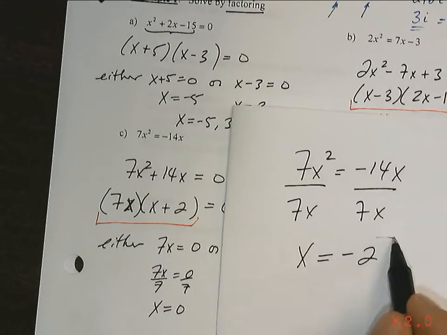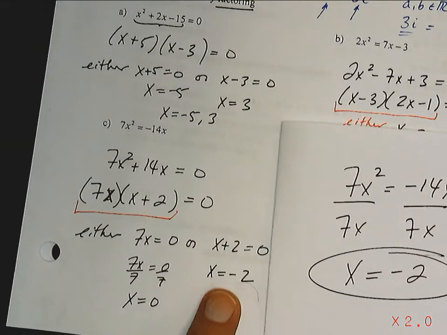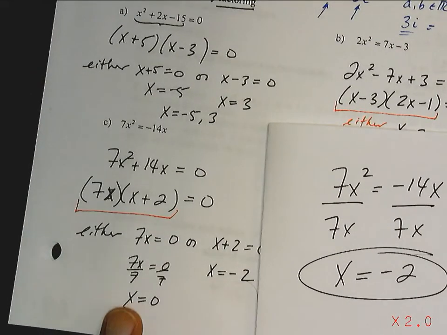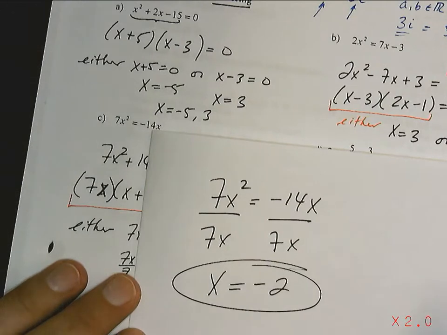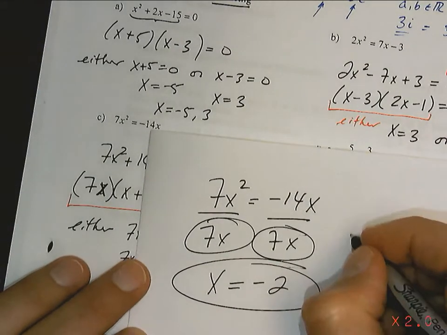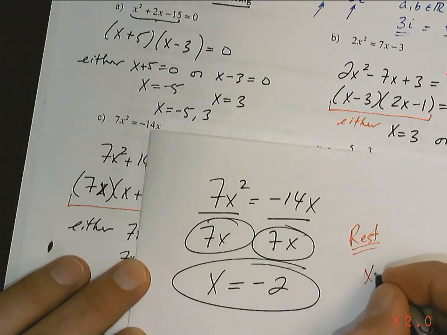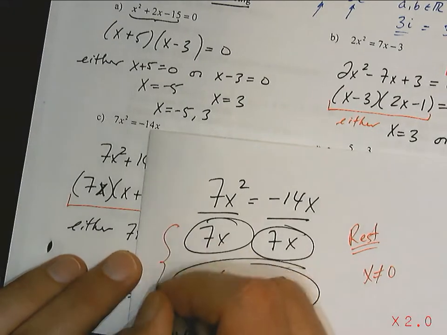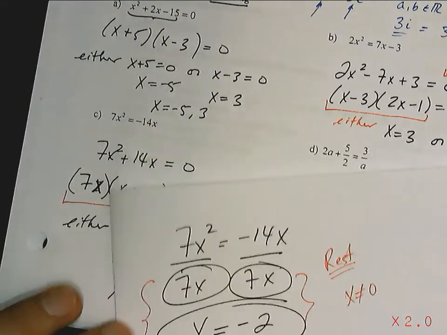Do you agree? Notice that that was one of the answers we got here. But notice we lost an answer. X equals 0 is also an answer, and we didn't get it here. You want to know why you didn't get it? Because you divided both sides by a variable. And when you divide both sides by a variable, you're putting in a restriction. X cannot equal 0. The restriction is there because of how you solved it, not because of the original question.